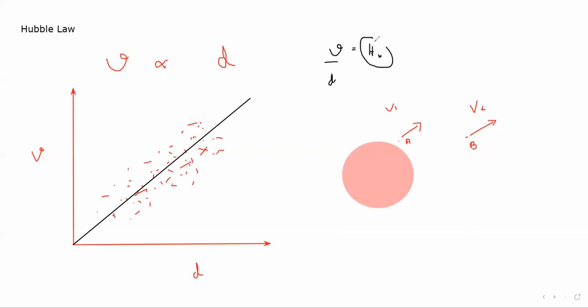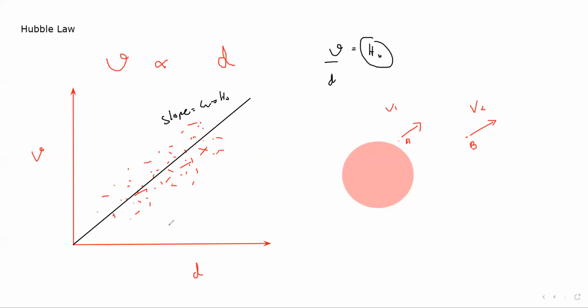And what is H naught? H naught is known as the Hubble's constant. And how can we find the Hubble constant? By finding the gradient or the slope of this graph between the recession velocity and the distance between the galaxies, or the distance between the stellar objects, such as between two galaxies or two stars, and so on.